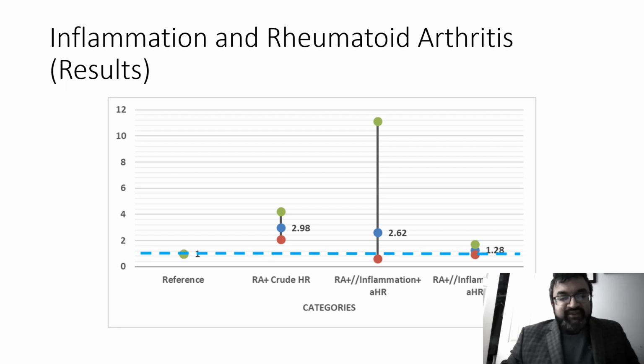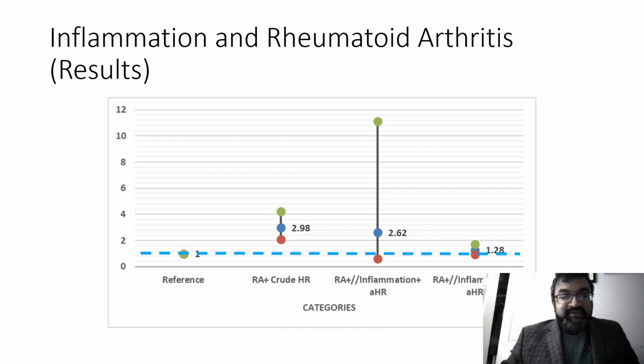So these are the results. This is kind of the meat and potatoes of this whole talk. Rheumatoid arthritis, of course, is causing a 198% higher likelihood of overall mortality than in the general population.